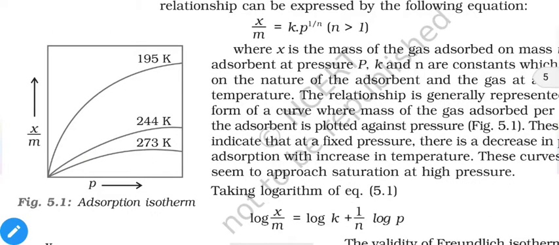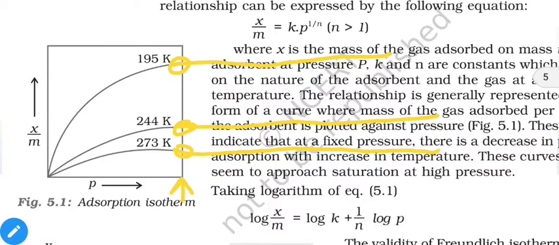That means at different temperatures, these points represent the saturation point. After this point, if we continuously increase the pressure, adsorption won't change. You will get these types of lines. That means no change in adsorption after a certain point.